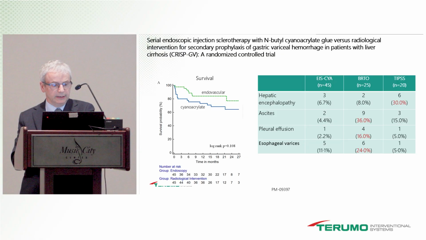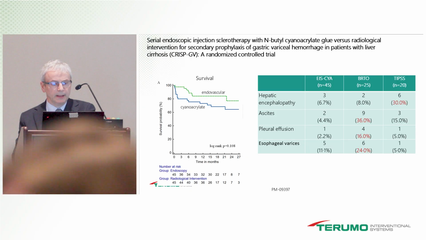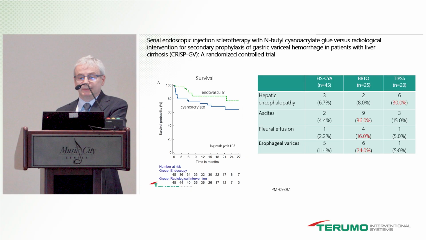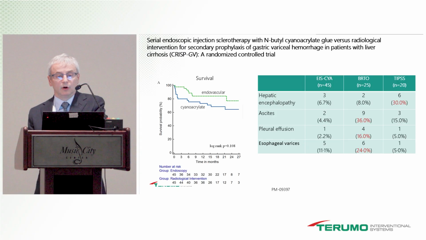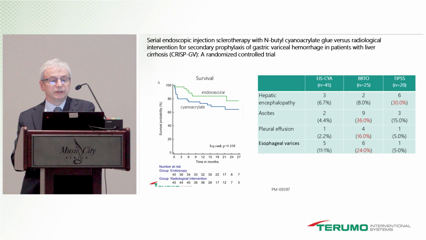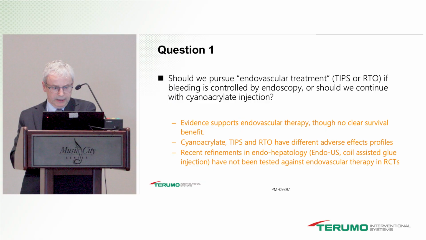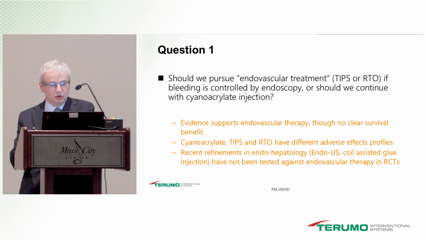And this happened also in the BRTO versus cyanoacrylate trial. And the pattern of complications was what you would expect from these therapies. Patients with TIPS had more hepatic encephalopathy. Patients with RTO had more ascites, more pleural effusion, and more secondary development of esophageal varices. So my answer today in 2025 is that evidence supports endovascular therapy, even though there is no clear survival benefit as compared with endoscopic therapy.